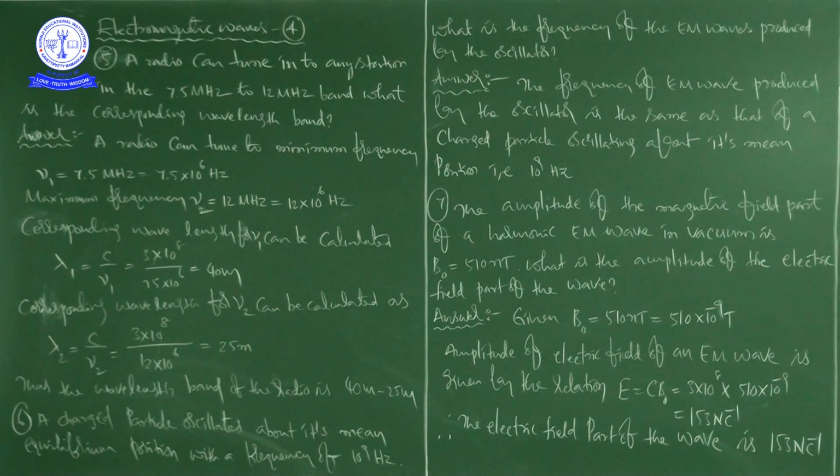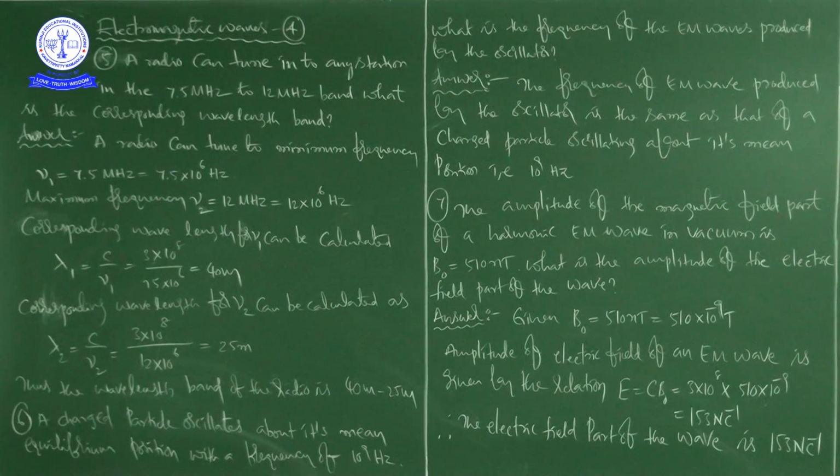That is the wavelength band of the radio, 40 meters to 25 meters. Next, that is the next problem, problem number 6. See here.